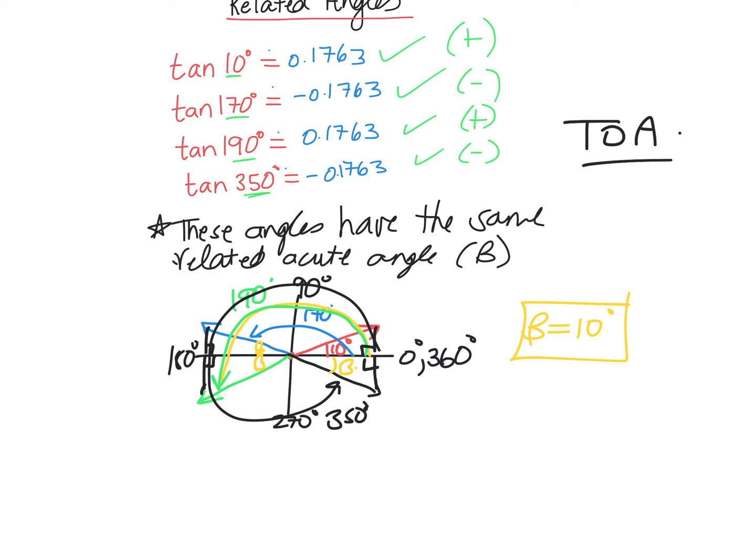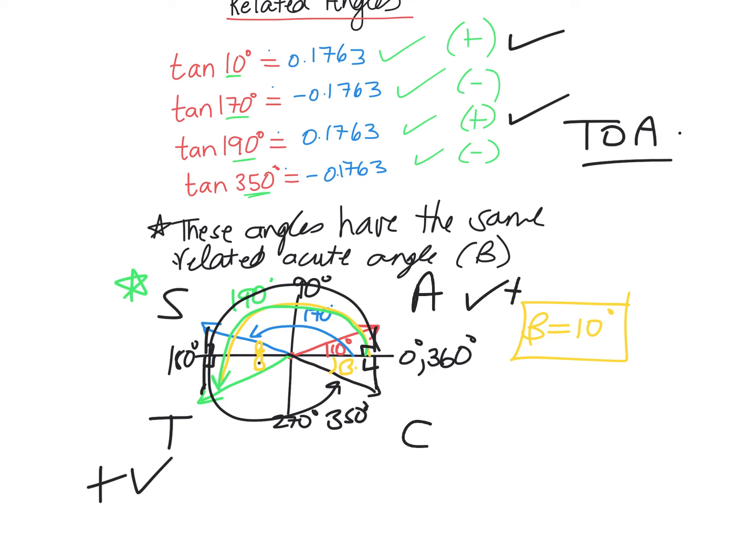But let's see. What about the positive and the negative? Well, if we add the letters of the CAST rule, the tan in quadrants 1 and 3 are positive. Let's see. The angle in quadrant 1 and 3, its tan came out positive. What about quadrants 2 and 4? Tan is negative there. The tan values came out negative there.